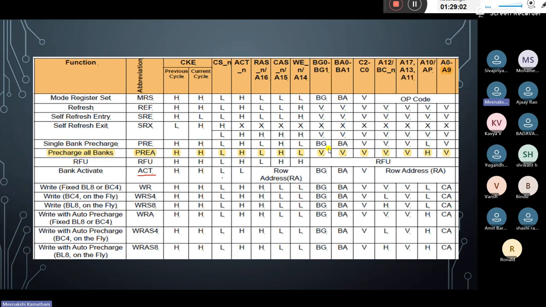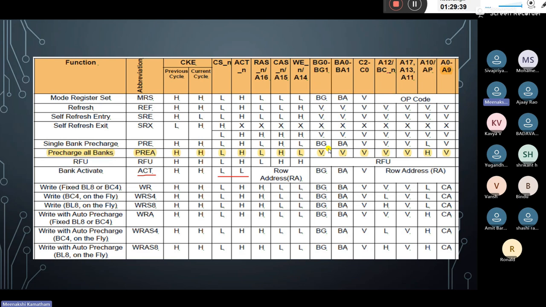Then these three act as the row address bits. See, right now I have explained, both the CSN low and ACT low, then only the row address bits are active. These three bits act as the row address, means A16, A15, A14 are working. Then we are selecting bank group, bank address. Then C2 column address, and remaining, see here, A12, A17, A13, A11, A10, A0 to A9, all these come under the row address only.